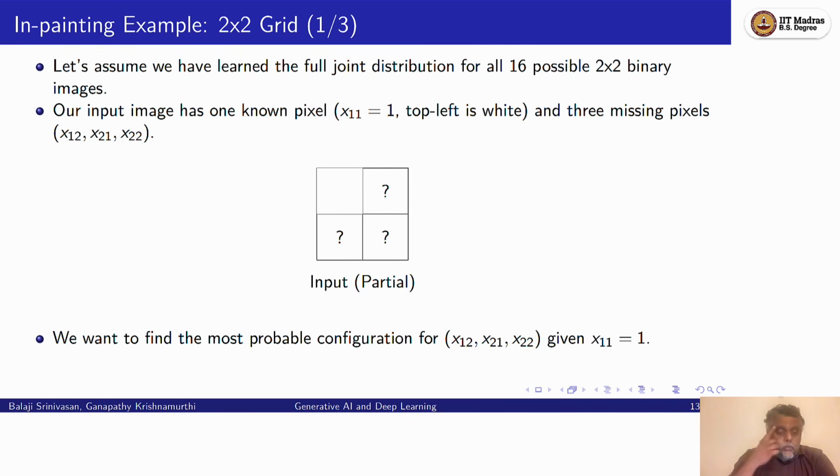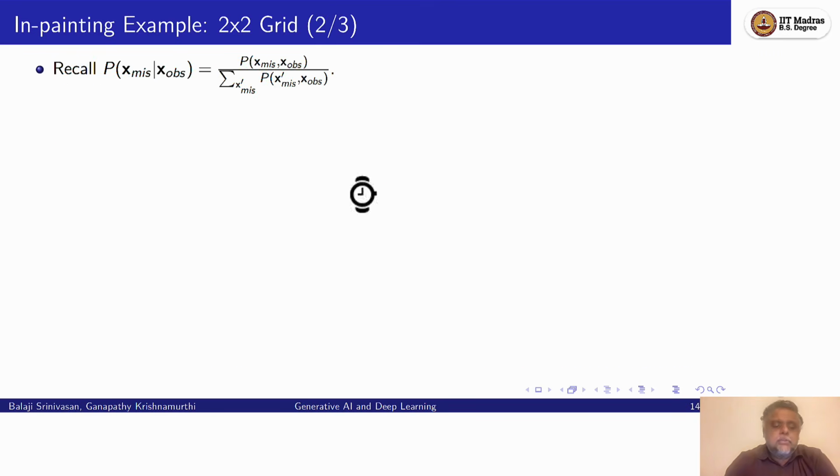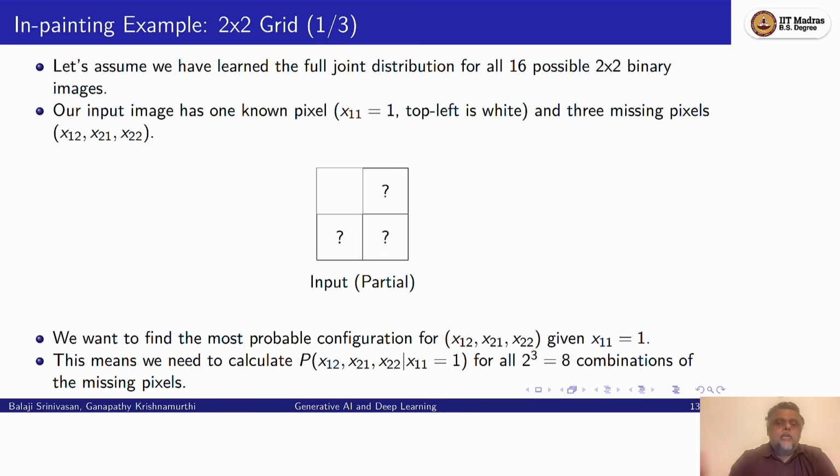So what we want to do is fill them in. How do you fill them in? We want to find the most probable configuration x12, x21, x22 given that x11 equals 1. This is exactly what we would like to do for this in-painting example. So what do we have to calculate? We have to calculate the probability of x12, x21, x22 given x11 equals 1. Again, this is considering 2 raised to 3, or 8, combinations of the missing pixels.